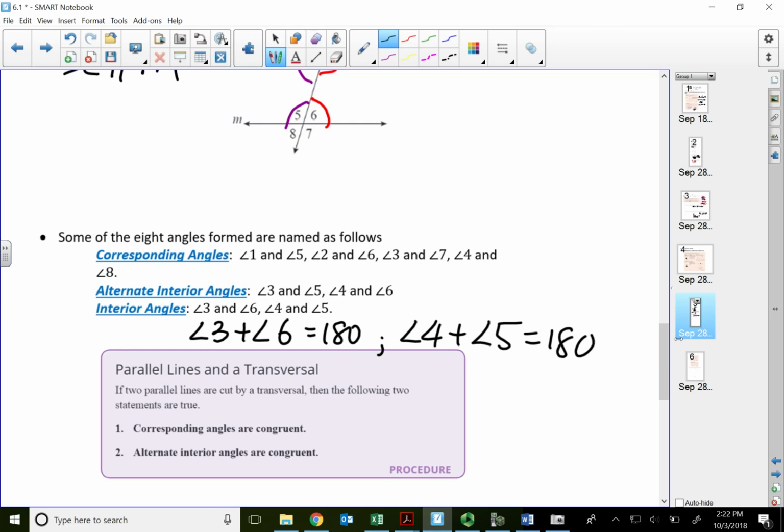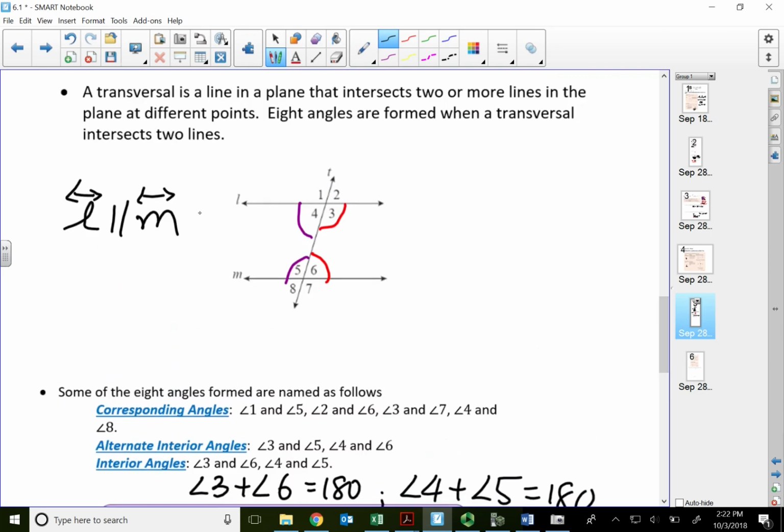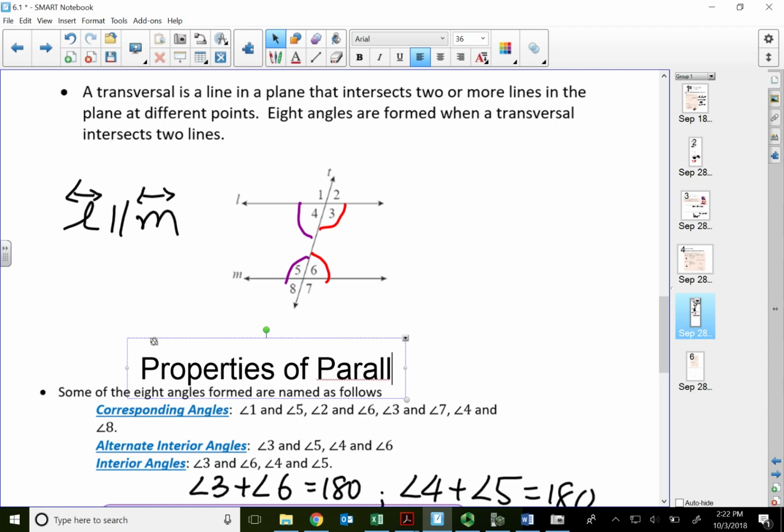All right, that's called the interior angles. All three of these things have to be true if we know line L and line M are parallel. So this is part of what we call the properties of parallel lines. There are other properties of parallel lines, but these are just three of them: the corresponding, alternate interior, and interior angles.